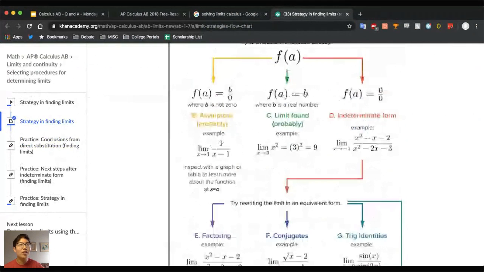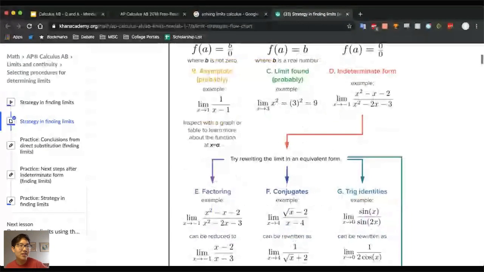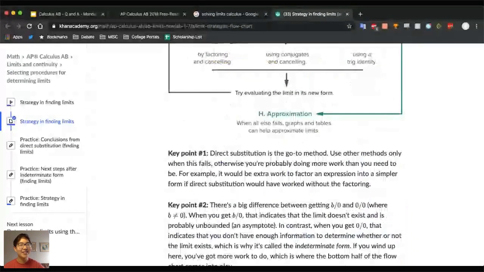But if it's a real number, then usually I would say it's correct. I would say direct substitution usually doesn't fail. See, direct substitution is the go-to method. Only in the instance where there's like a hole or something, that's where I'd be wrong. Okay, are there any other questions?